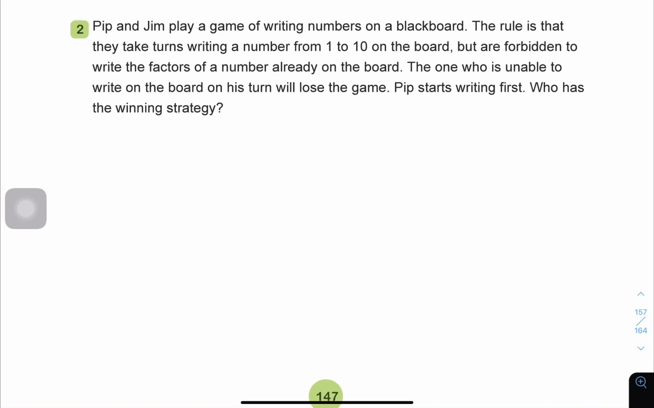So let's take a look at question 2. Question 2 of extensive challenges. This is pretty much an abstract question. Let's take a look at what it's talking about.